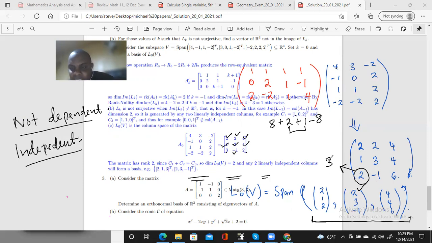So let's check the other one. The other one was this one, right? So 2 times minus 2 is minus 4. 2 times minus 2 is minus 4. Minus 2 times 2 is plus 4.